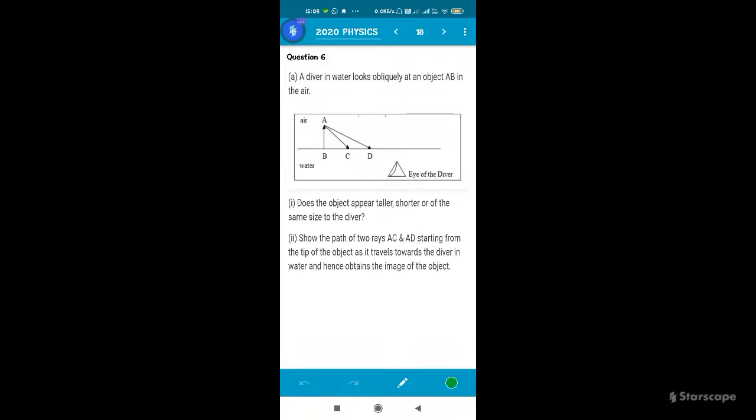A diver in water looks obliquely at an object AB in the air. So we have been given the eye of the diver. The diver is in the water and he is observing an object AB which is present in the air. We know one thing, that when a person is looking at something in the water from air, it appears to be short. So obviously, if the person is in the water now and he is looking at something on the water surface that is in the air, that means it will appear to be taller.